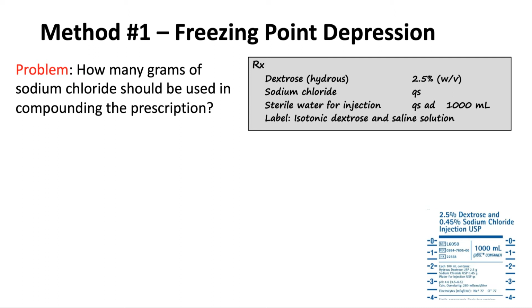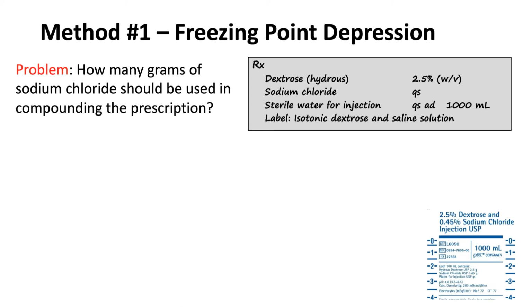How many grams of sodium chloride should be used in compounding the following prescription? The prescription calls for using hydrous dextrose at a concentration of 2.5% weight per volume. So we're going to have a certain concentration, 2.5% of dextrose, and then add an additional amount of however much you need of sodium chloride. So we're going to QS with sodium chloride and sterile water to make a final solution that has 100 milliliters.